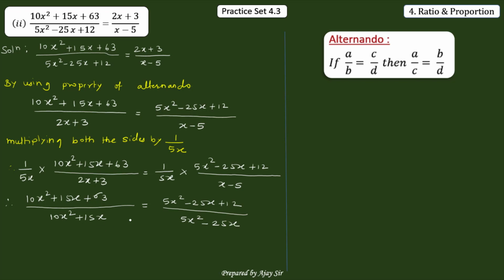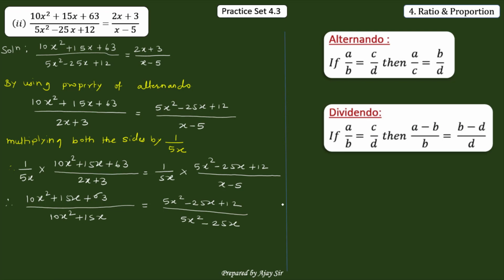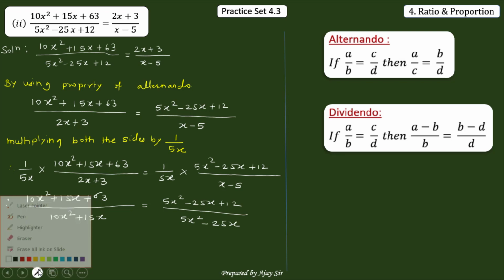Now after multiplying, these two terms are the same. Now you can use the property of dividendo here. This is the property of dividendo, that is (numerator minus denominator) divided by denominator. As we discussed earlier, let us apply this property here now.